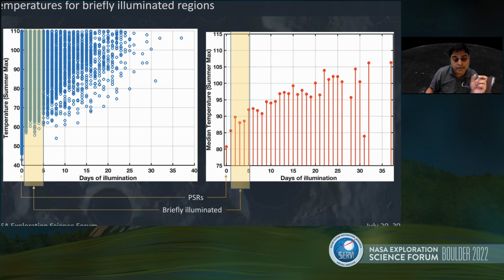So what we did is we tried to zoom into all these different numbers of days of illumination. And the 0 is the PSRs. As you can see, for that, you can have temperatures ranging very close to 40 to 110, because we kind of cropped it around 110 by the filtering process, right? But if we take these, which we are right now calling briefly illuminated, between 1 to 5 days, and we take the median temperature, summer max, then they happen to have values which are low. And they do have error bars on them.